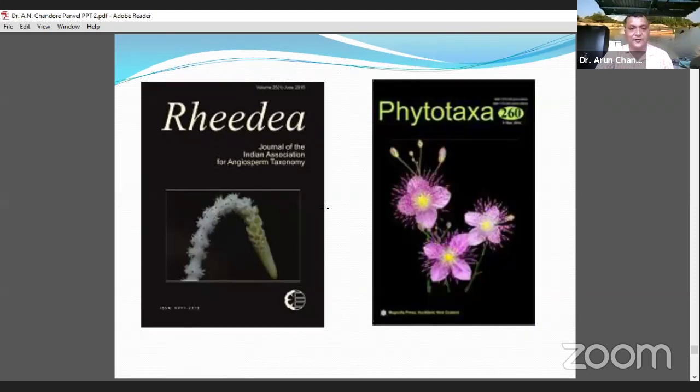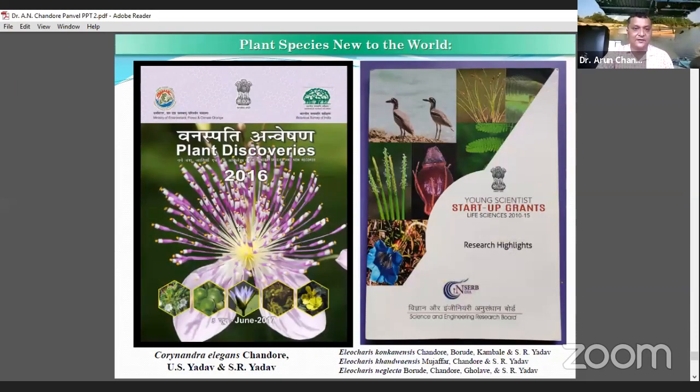Our species were published on the cover page of various journals, and our work was also published by the Ministry of Environment and Forest. This is a new discovery, and our new species was published on the cover page of this book. The Science and Engineering Research Board also published our species on the cover page of Young Scientist Research Highlights.